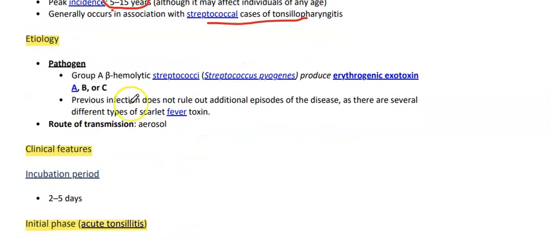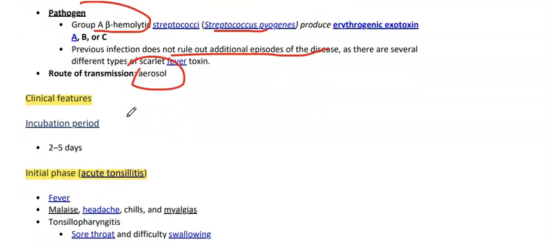What are the causes? The pathogen is group A beta-hemolytic strep, known as Streptococcus pyogenes, which produces erythrogenic exotoxin A, B, and C. Previous infection does not rule out an additional episode of the disease, as there are several different types of scarlet fever toxin. So it's caused by Streptococcus pyogenes, and the route of transmission is by air droplets.